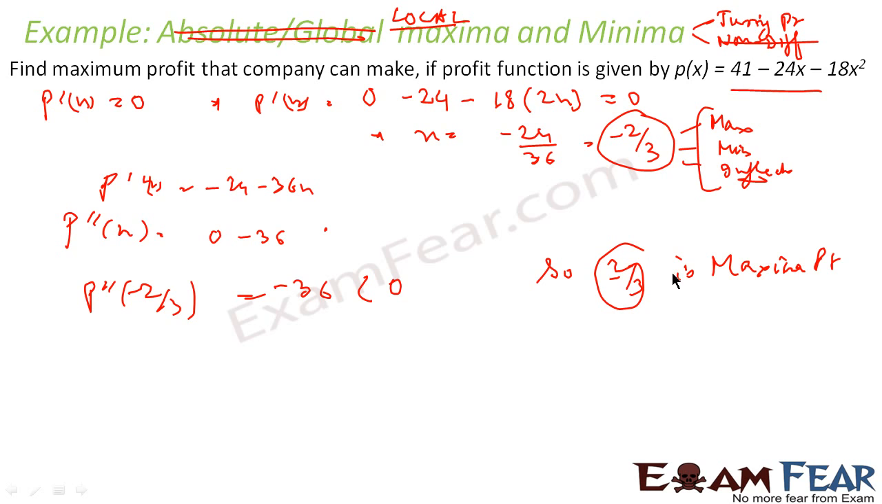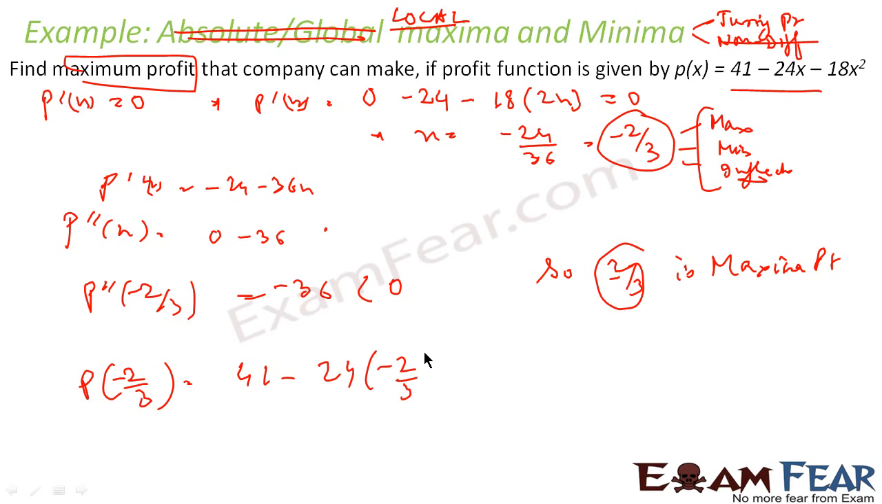Correct? But is the question asking for the point of maxima? No. The question is asking for the maximum profit. So the maximum profit will be nothing but p of minus 2 by 3, that is 41 minus 24x, that is 24 into minus 2 by 3, minus 18 into x square, that is minus 2 by 3 square. And if we solve this, we'll get 49 as the answer. And that is the maximum profit the company can make.